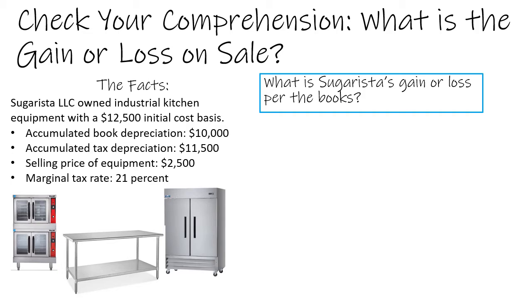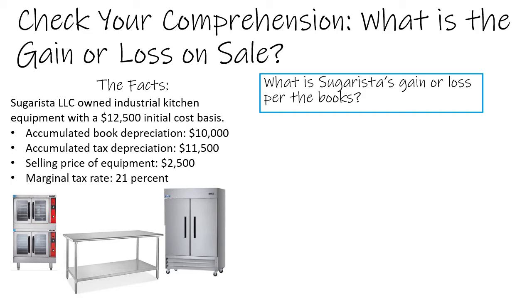So let's check your comprehension. What would be the gain or loss on sale if Sugarista LLC owned industrial kitchen equipment with a $12,500 initial cost basis? The accumulated depreciation for book purposes is $10,000, and the accumulated depreciation for tax purposes is $11,500. She sells the equipment for $2,500, and her business, as an incorporated business, pays 21% taxes on any proceeds received.